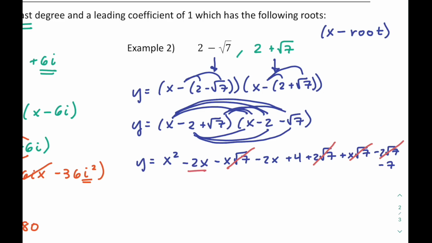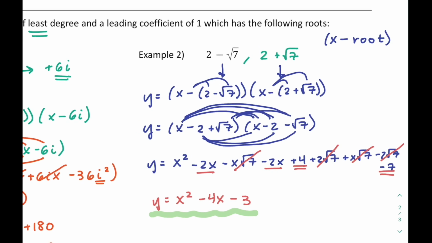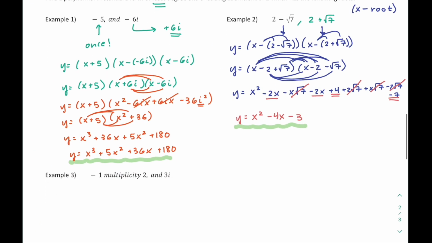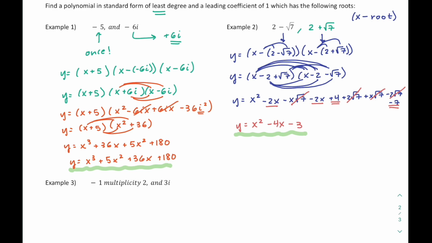Now I only have a few linear terms, a few constants that need combined, and I will be to my final answer. So I get y equals x squared minus 4x minus 3. Again, as a quadratic, it does not look bad at all, but we do know how messy those roots are. They're radical roots, they're conjugate roots, but the quadratic itself looks really nice because, again, no i's or radicals in that standard form.